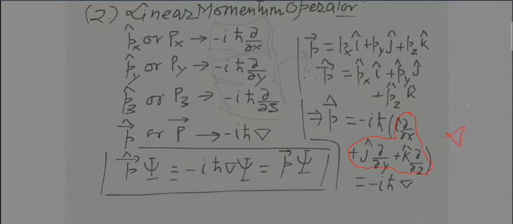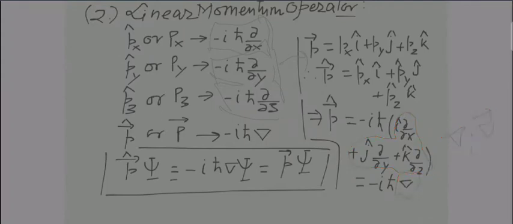You can either denote it like this, or you can also put a vector sign over it. Both mean the same thing. Even if you don't put a vector sign over it, it is okay. Both notations are good. I have not put any vector sign over that. So, minus i h cut del.